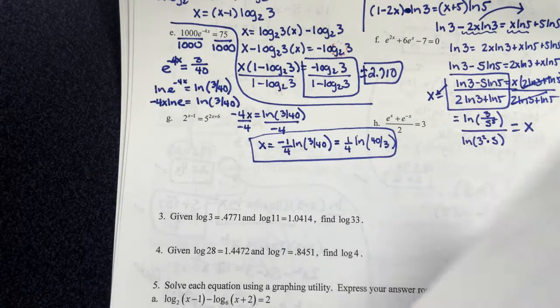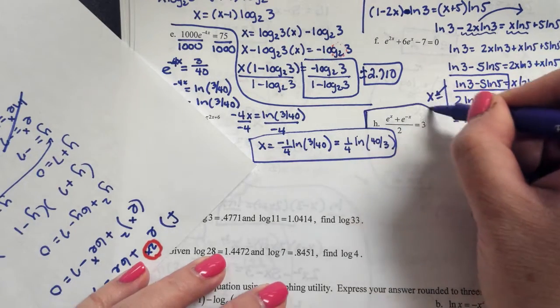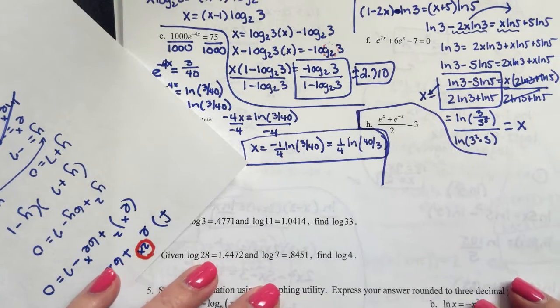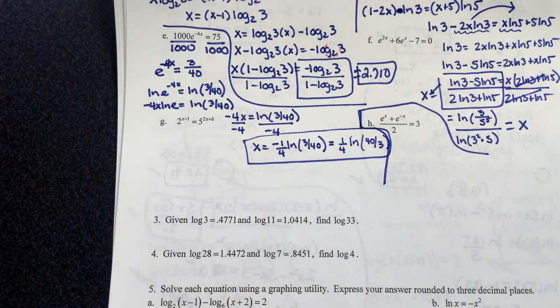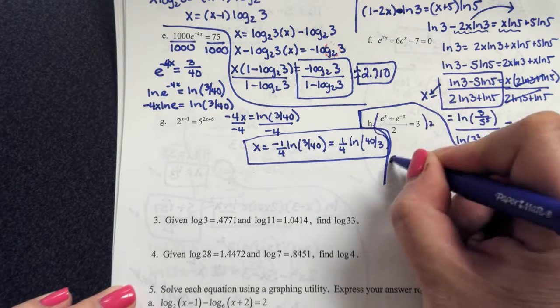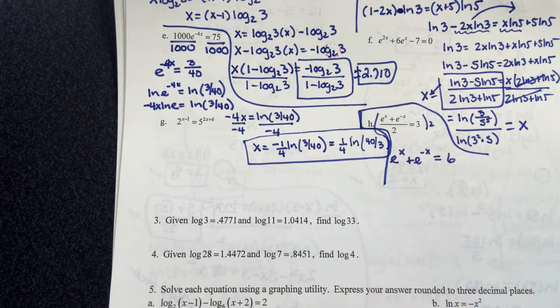So let's take a look at H. Well, first of all, you have a fraction. E to the x plus e to the negative x all divided by 2. Just like you do with any equation, get rid of the fraction. What can you do to get rid of the fraction? What can you do to both sides of the equation? Multiply by 2. So I have e to the x plus e to the negative x is equal to 6.